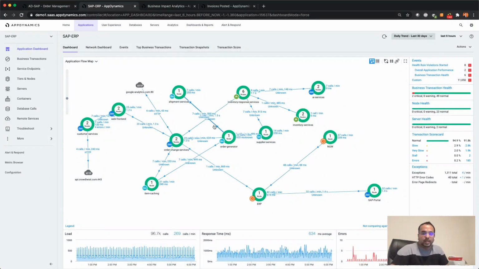This is monitored by AppDynamics using our agents. What you see here is a flow map of both SAP and non-SAP applications, and it shows how they are interconnected, how they interact with each other, and can also pinpoint where the problem lies when there is an issue with the application.